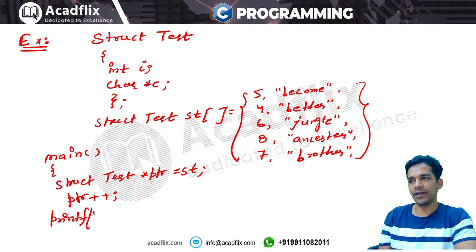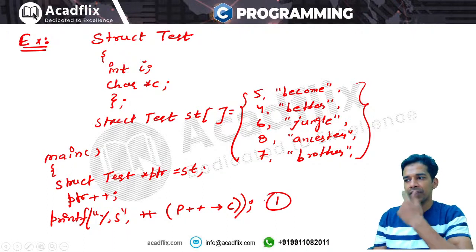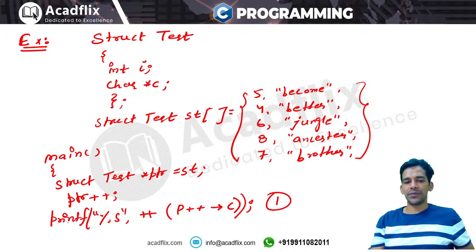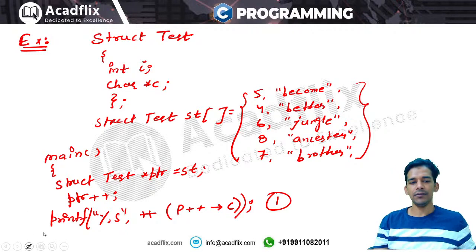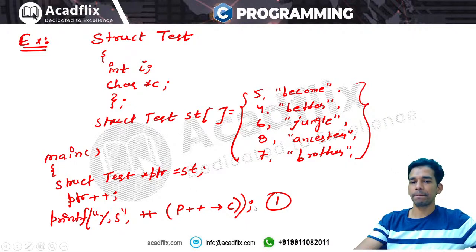So my first printf statement is I want to find out the value of ++p->c. Okay, that is my first statement. So tell me what will be printed by this particular printf statement. So plus plus p arrow c. This p is ptr.